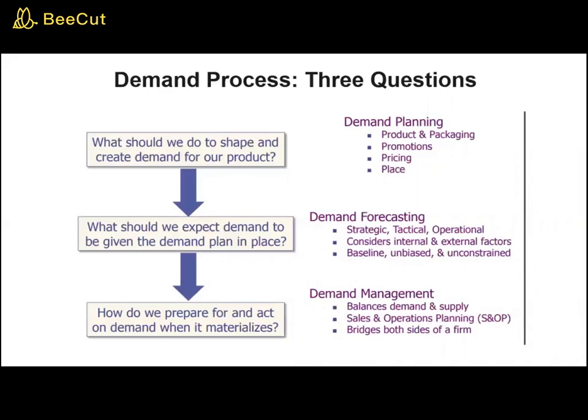Now, for those of you who heard my first lecture on demand planning, we discussed in it that there are three main questions that are asked as far as figuring out demand. And the first thing that needs to be done is you need to do demand planning. And what I mean by demand planning is you need to figure out exactly what product, at what price, using what promotion, and where you're going to place that particular product that you want to make so that it sells.